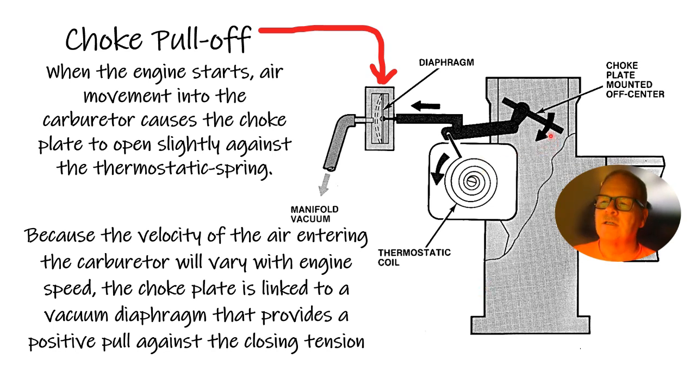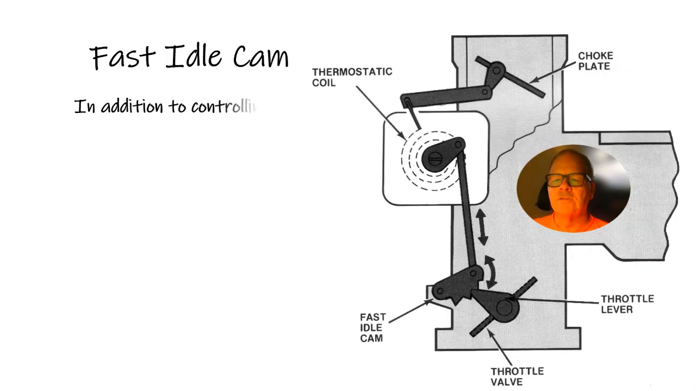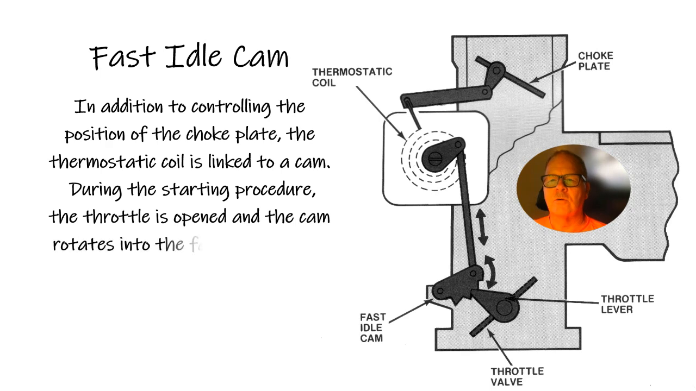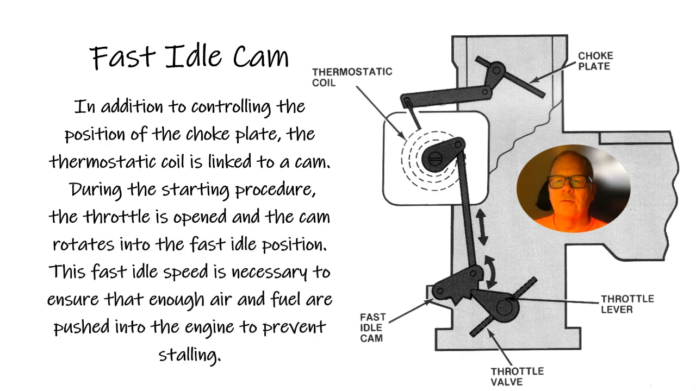But that spring's supposed to be strong enough that this diaphragm that's hooked to manifold vacuum automatically pulls that open about 1/8 of an inch. Now there was an adjustment on these, and if they weren't set right, or if the diaphragm was busted, there would be issues. In addition to controlling the position of the choke plate, the thermostatic coil is linked to a cam down here on the bottom, the fast idle cam. During the start procedure, the throttle's open, the cam rotates to the fast idle position, and that fast idle speed is necessary to make sure enough air and fuel is pushed in to keep it from cutting off.